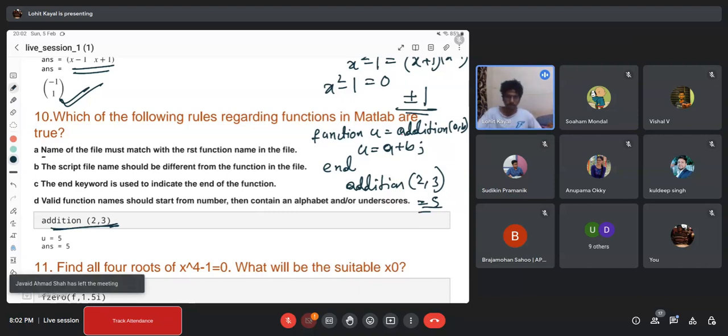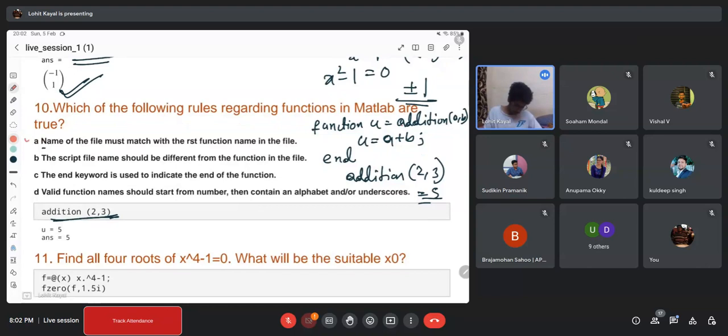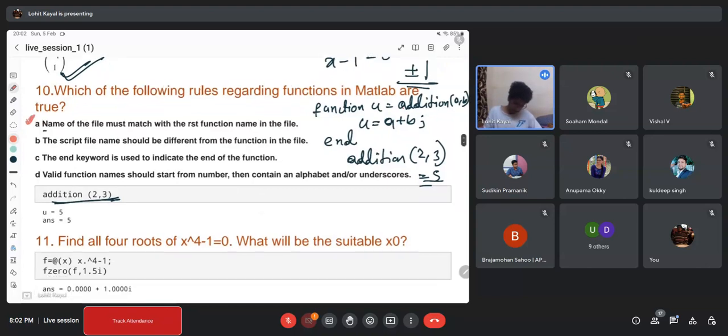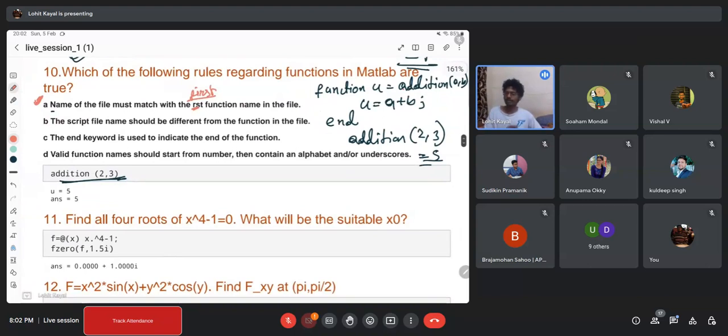So let me open this. I will share my screen in a moment. So again, the first option is a true one. Name of the file must match with the first function name in the file. Also, the script file name should be different from the function in the file. If your function is addition, then you cannot save the main script file as addition.m. MATLAB will show error.